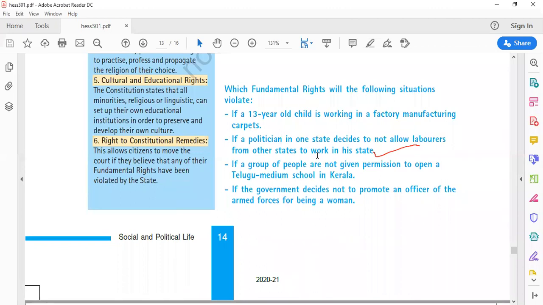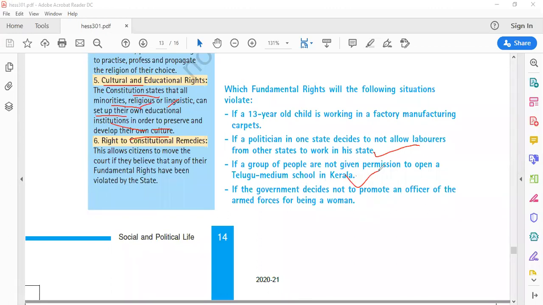Okay, if a group of people are not given permission to open a Telugu medium school in Karnataka or Kerala, which rights? Sorry, I forgot to tell you. Cultural and educational rights. The Constitution says that all minorities, religious or linguistic, can set up their own educational institutions in order to preserve and develop their own culture. So cultural and educational rights have been compromised here.